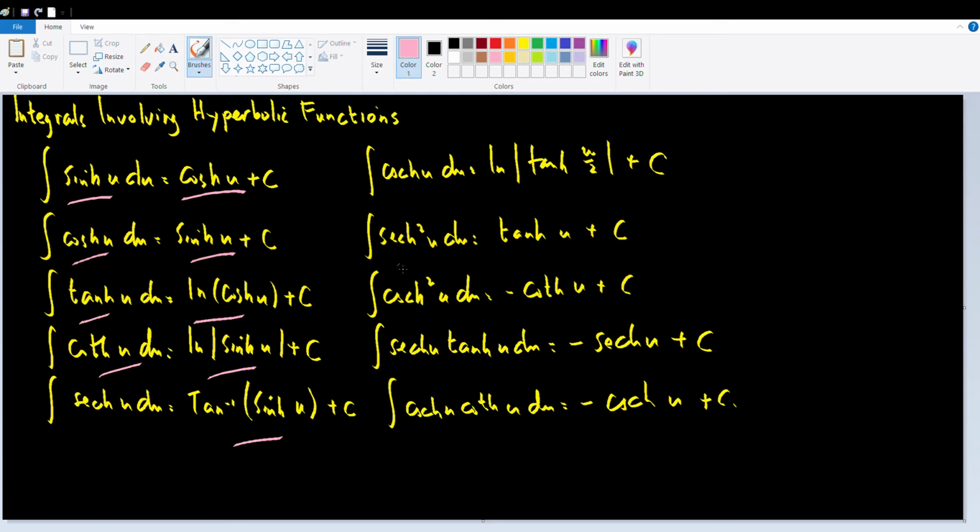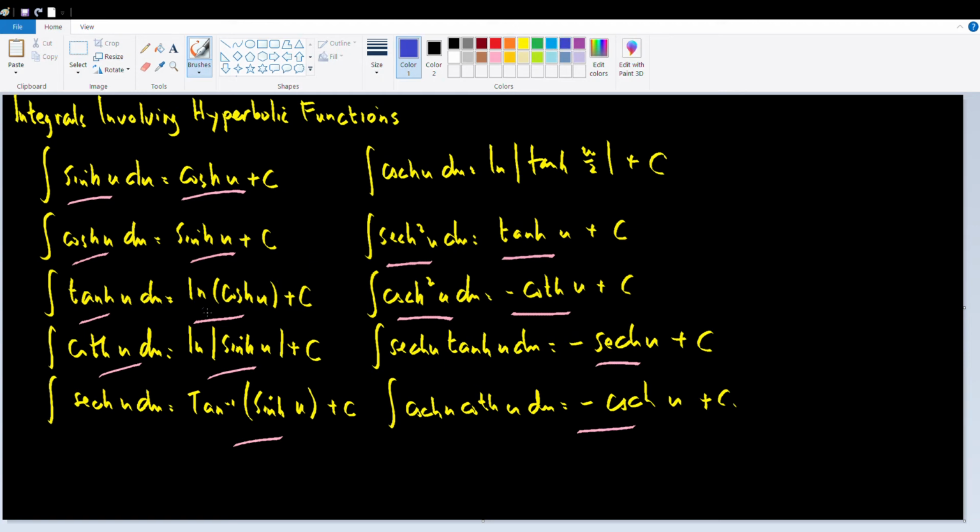The integral of hyperbolic secant squared is hyperbolic tangent. The integral of hyperbolic cosecant squared u du is negative hyperbolic cotangent of u. The integral of hyperbolic secant u hyperbolic tangent u du is negative hyperbolic secant u. And finally, the integral of hyperbolic cosecant u hyperbolic cotangent u du is negative hyperbolic cosecant u plus c.